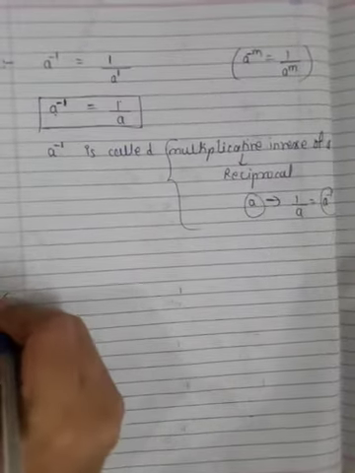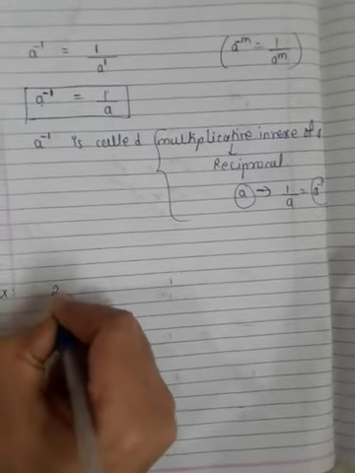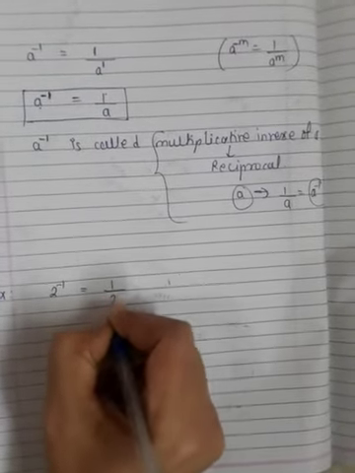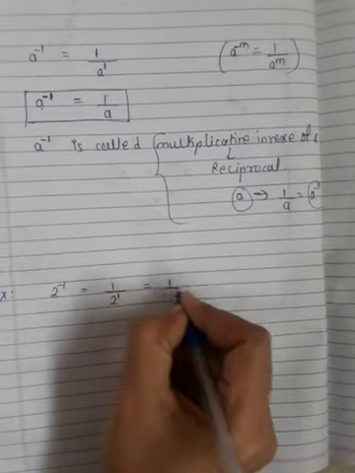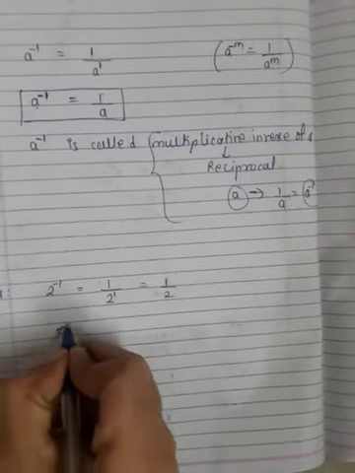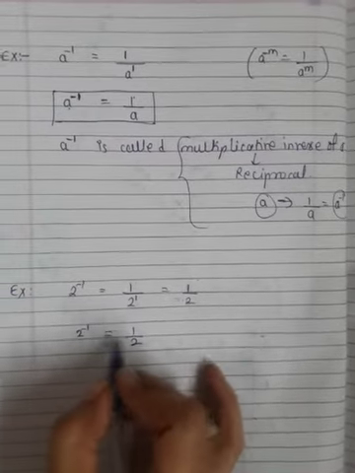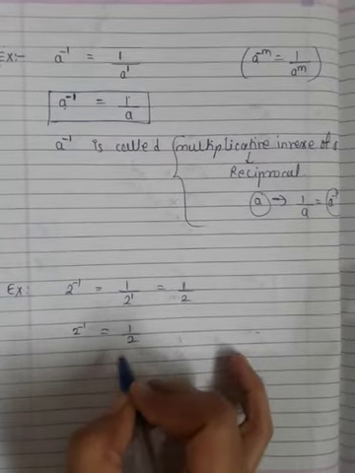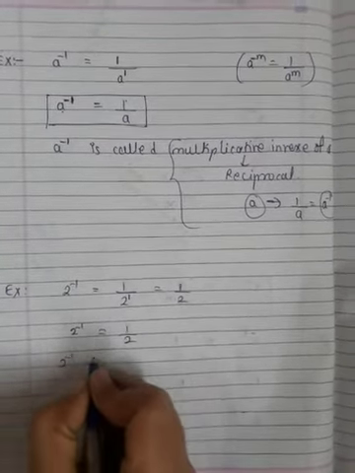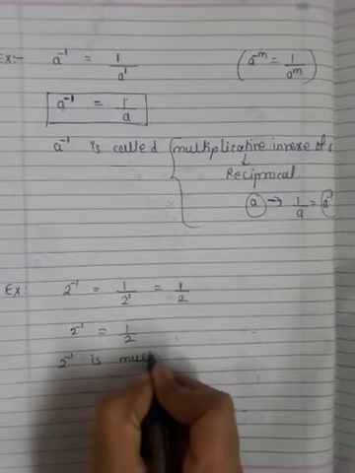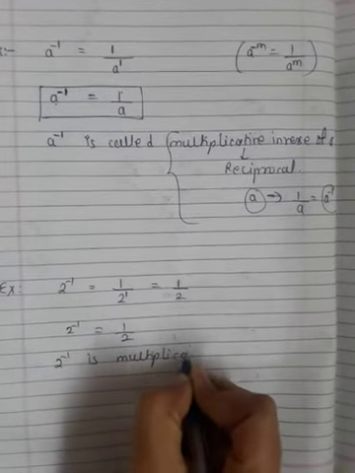Okay, now see, 2 raised to minus 1. Here it is 1 upon 2 raised to 1, that is 1 upon 2. So 2 raised to minus 1 is 1 upon 2. So here 1 upon 2 is the multiplicative inverse of 2. So 2 raised to minus 1 is the multiplicative inverse of 2.